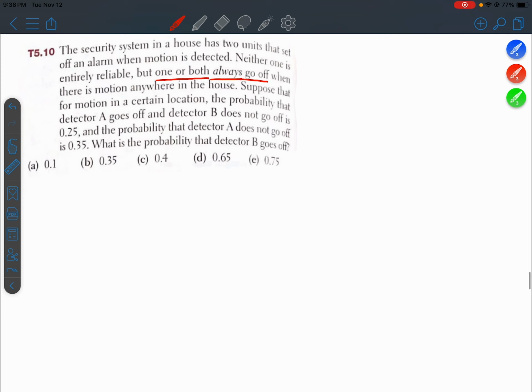Okay, let's see if we can summarize really quickly what that was all saying. So the probability that A goes off and B does not go off is 25%. The probability that detector A does not go off is 35%. We want to know the probability that detector B goes off.